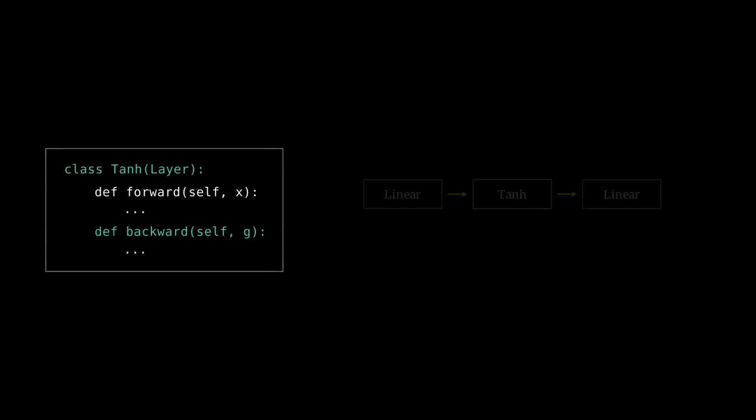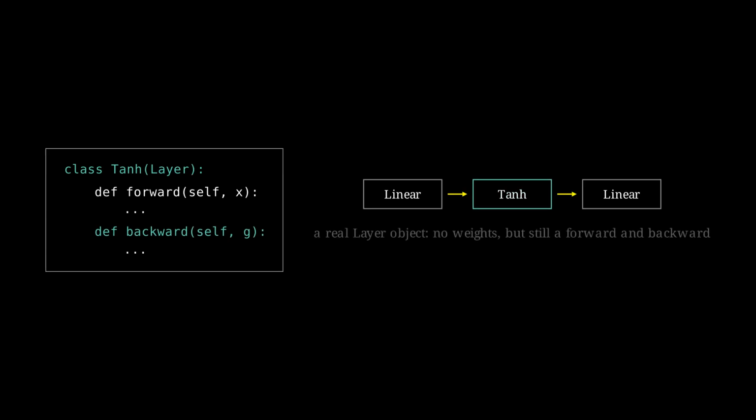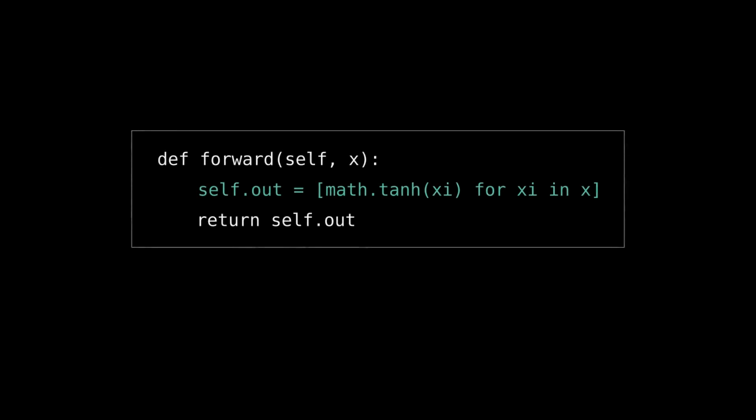Before we zoom into one line of code, keep the object around it on screen. This backward method belongs to the hyperbolic tangent layer, a real layer object sitting between two linear layers. It does not own weights, so it has no parameter gradients to store. But it still has the same contract as every other layer: forward on the way up, backward on the way down. Forward, the hyperbolic tangent is almost nothing. Squash every number into the range from -1 to 1, one component at a time.